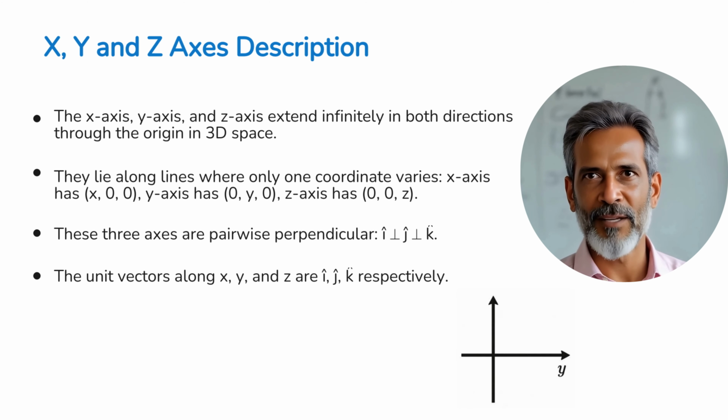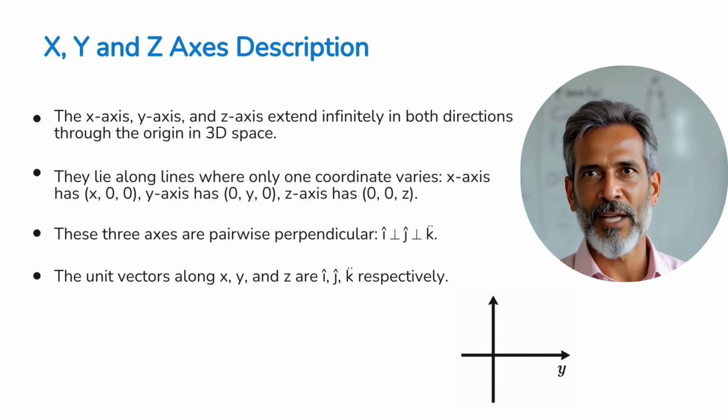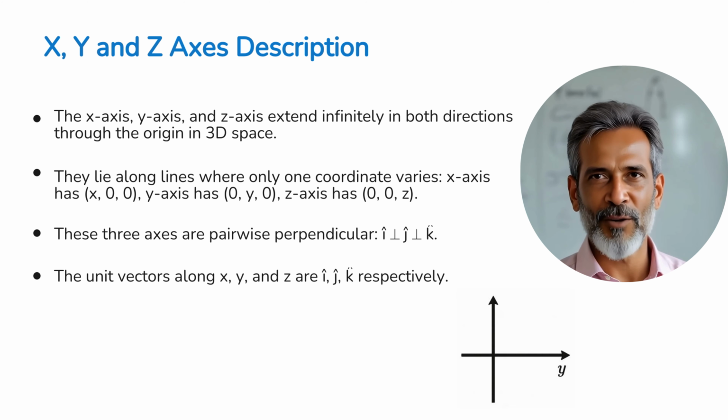Now here's a cool bit. These three axes are pairwise perpendicular, meaning each one meets the others at right angles. In physics and maths, we often represent their directions with unit vectors, little arrows of length 1, called i hat for x, j hat for y, and k hat for z. So when you're moving in 3D space, you can think of moving in the i, j, and k directions, left, right, forward, backward, and up, down respectively. This framework is essential for working with any 3D problems in maths or physics.